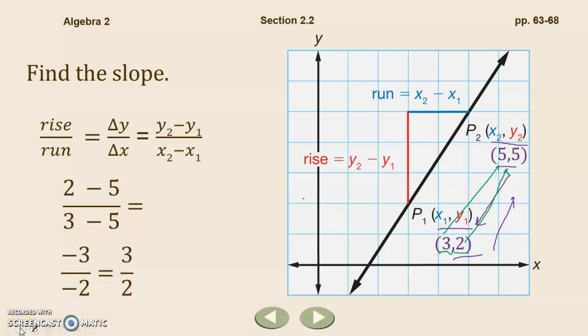In this case we get negative 3 over negative 2, and those two negatives make a positive. So our slope is 3 over 2, which basically means that for every 3 spots up, I'm going to go to the right 2. So I'm here and I go 1, 2, 3 spots up and over 2. Rise over run.